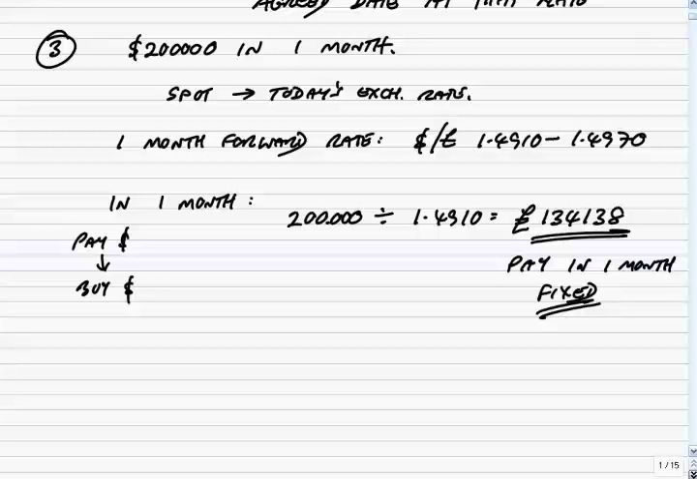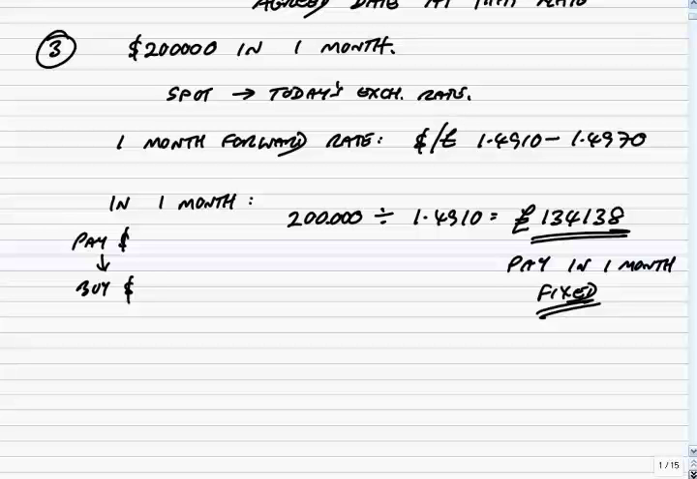If we'd done nothing at all and simply converted at what the rate is in a month, well, we've no idea what it'll end up being. It could be higher, could be lower. But having gone for the forward rate, it is completely fixed. It will be exactly £134,138.